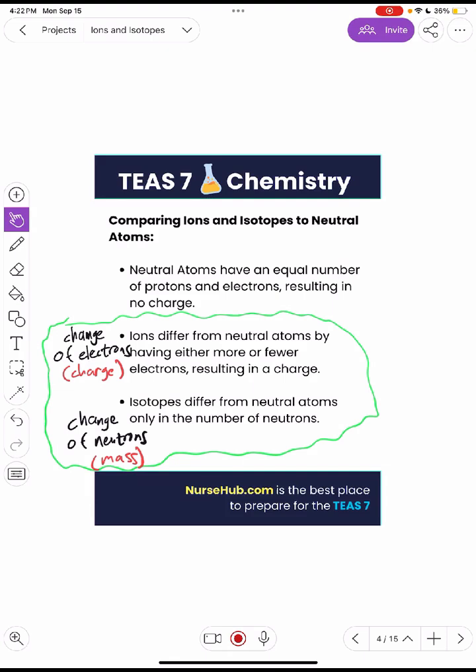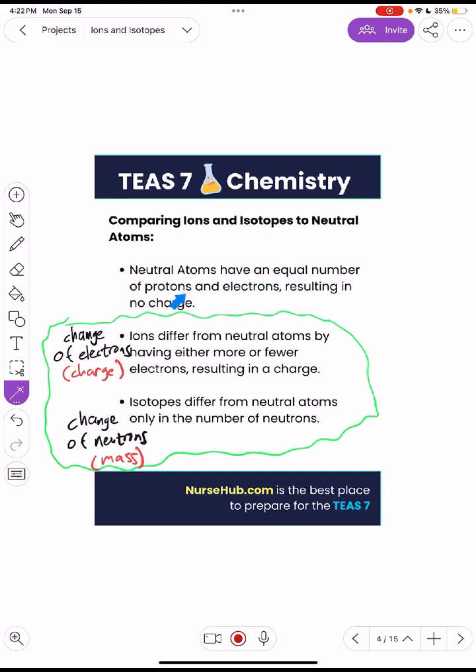So let's just really quickly compare ions and isotopes to neutral atoms. So neutral atoms, that's kind of basic, entry level in terms of understanding what the atom's all about. You don't really see neutral atoms in nature, okay? And that's why we got to learn about ions and isotopes.